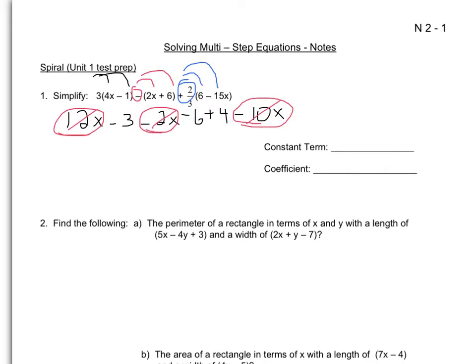So now I'm going to combine my constants. I have negative 3, negative 6, and positive 4. When I combine those together, negative 3 and negative 6 is negative 9, plus 4 more makes negative 5. Okay, so my constant term is negative 5, and the coefficient of x was 0 in this case.